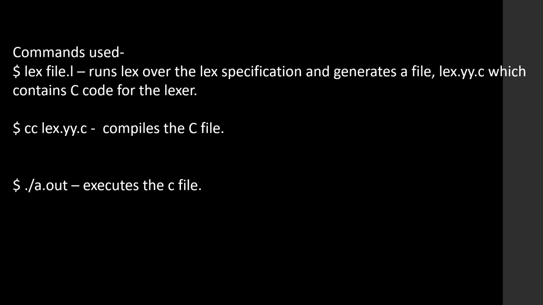After writing the previous code which we have discussed, these are the commands we need to use in the terminal. lex file.l runs lex over the lex specification and generates a file, lex.yy.c, which contains C code for the lexer. Then the next command, cc lex.yy.c, compiles the C file. And the last command executes the compiled file, and hence we get the output.